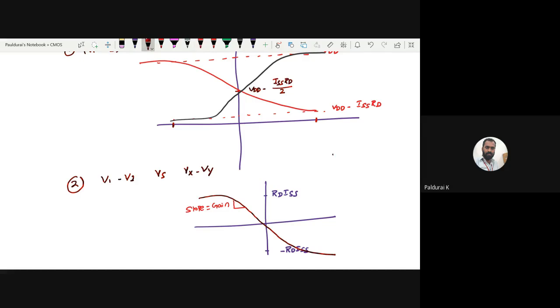Similarly, the third one, this V1 minus V2 versus ID1 comma ID2. How would it have looked? Simply I am sketching here V1 minus V2. Okay, so when V1 equals V2, this time this is ISS over 2.